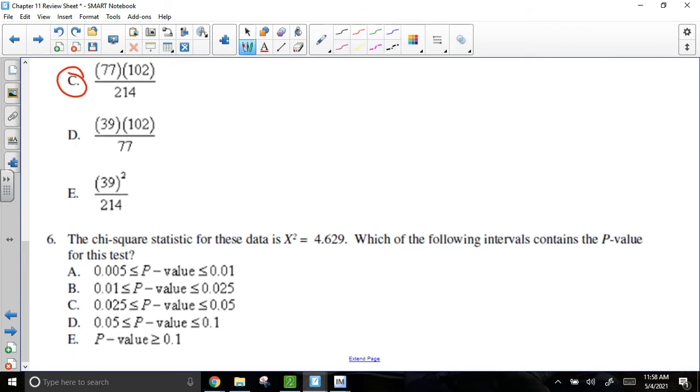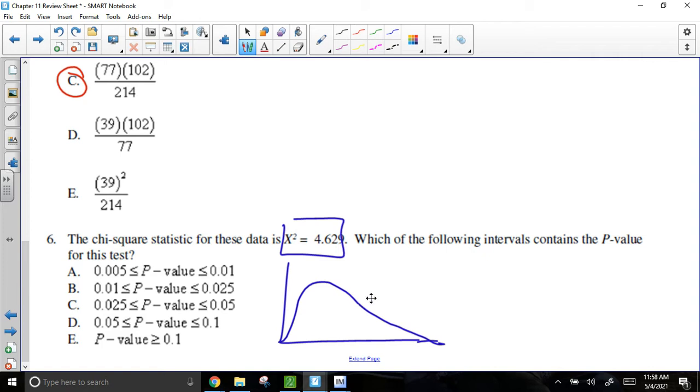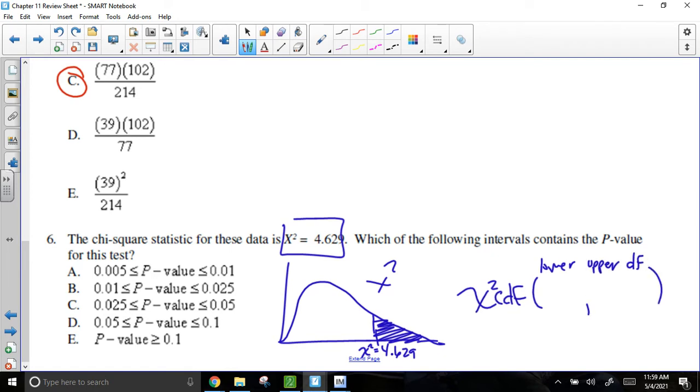Remember, once you know your chi-squared test statistic, what you're basically saying is that's where we're located on that skewed distribution. Remember that chi-squared distribution. So in this case, chi-squared is at 4.629. So you got to figure out the p-value, that shaded region under the curve. Because we're talking about a chi-squared distribution, we're going to look at the chi-squared CDF in the calculator. And remember, we're going to type in the lower bound, the upper bound, and the degrees of freedom. Okay, so that's the information that we're going to plug into the calculator.